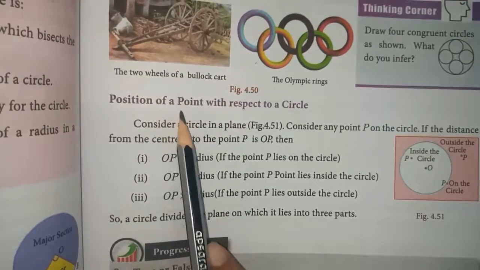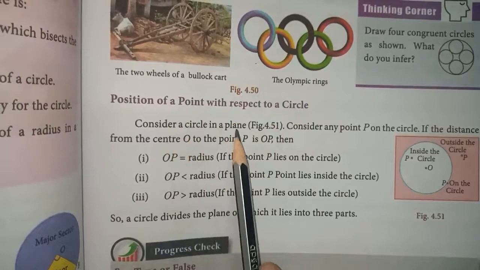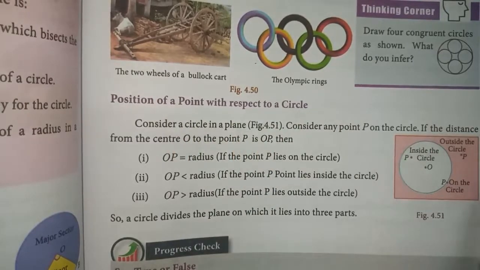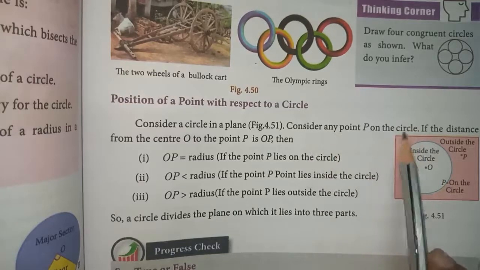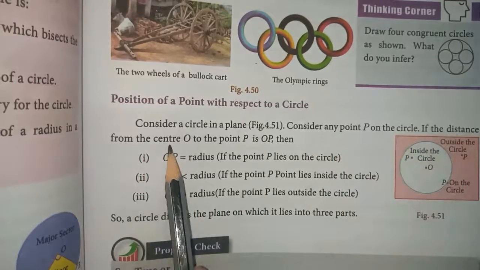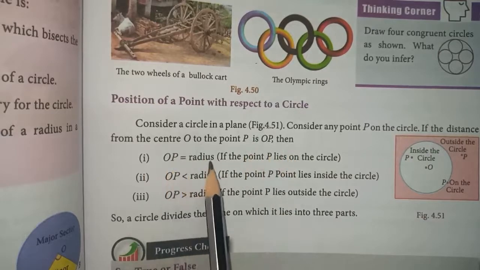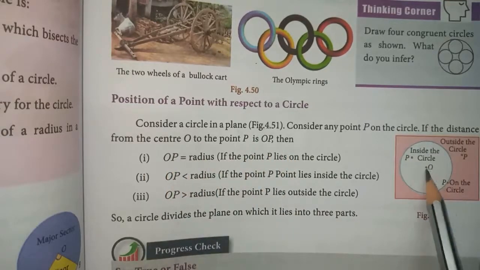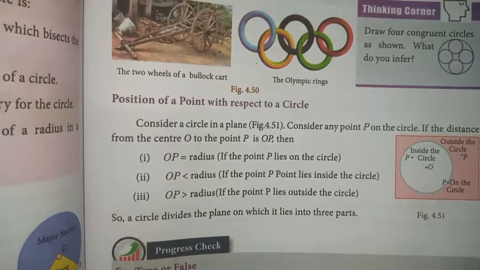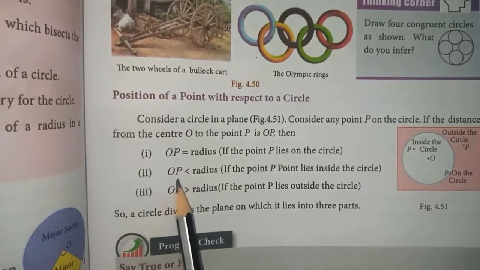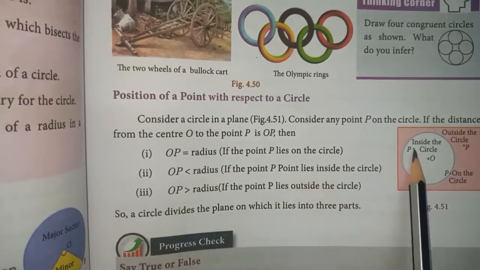Next one is position of a point with respect to a circle. Consider a circle in a plane. So here we are considering a circle in the plane. Consider any point P on the circle. If the distance from the center O to the point P is OP, then OP is equal to radius means the point P lies on the circle. If OP is less than radius, the point P lies inside the circle.